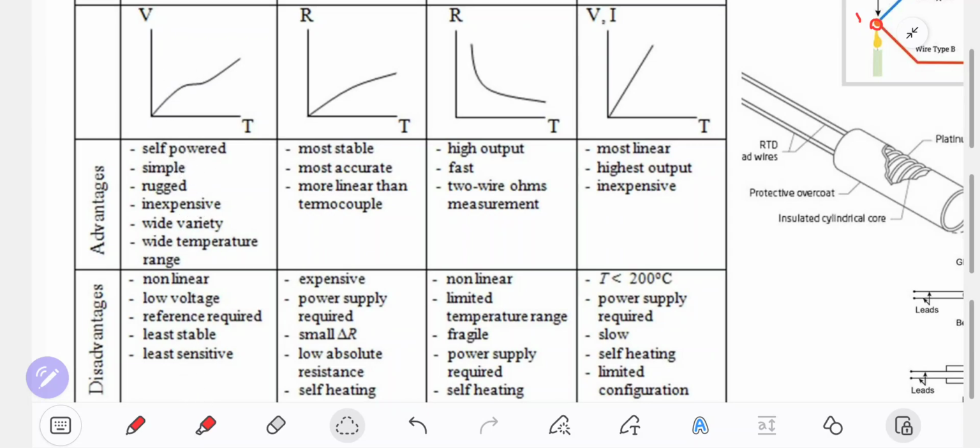If you want to buy this thermocouple tool, it is so cheap. If you want to buy, the price starts from 50,000 rupiah until more than 1 million rupiah, depending on the material used in it.